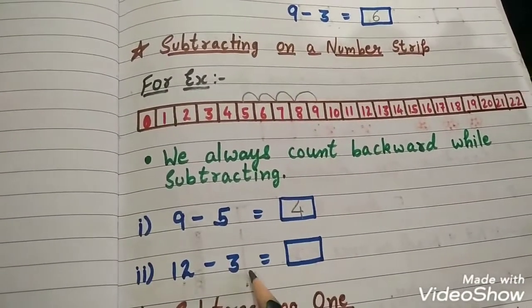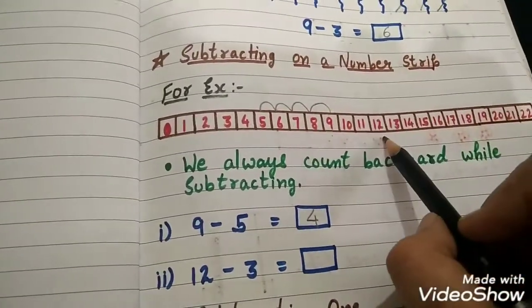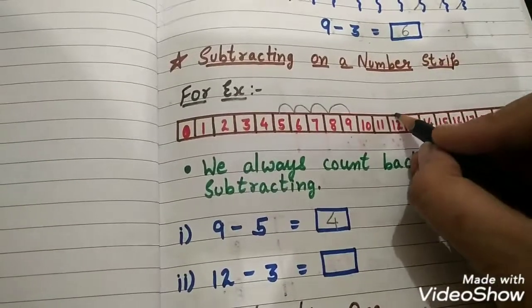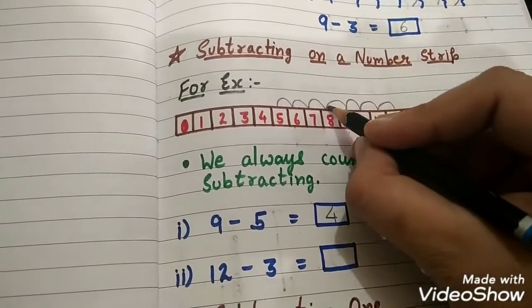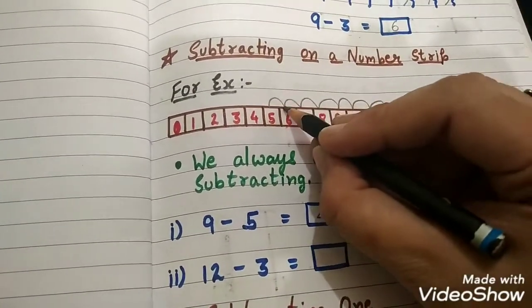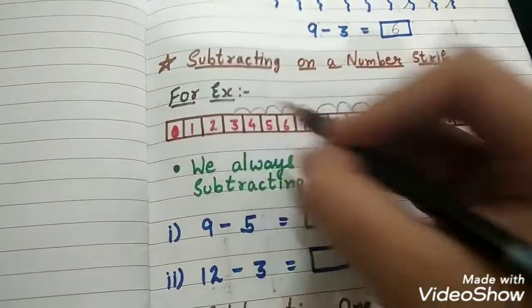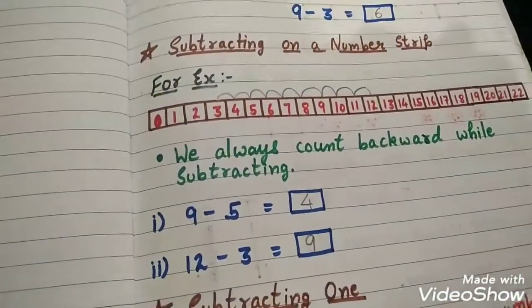Next, 12 minus 3 means we have to go back from 12 by 3, right? So let's count 1, 2, 3, 4, 5, 6, 7, 8, 9. How many are these? 9. So our answer is 9.